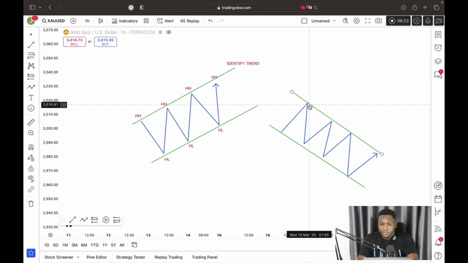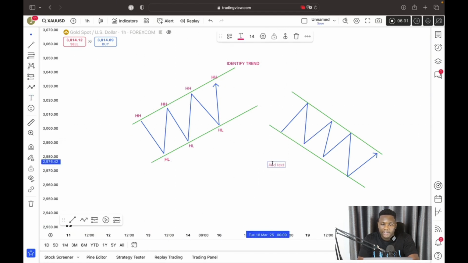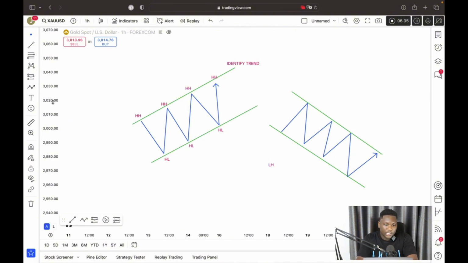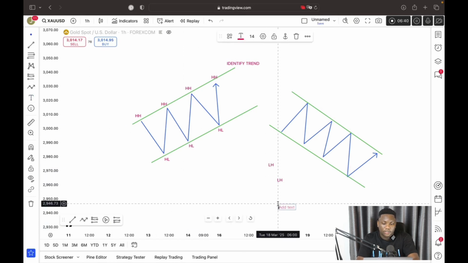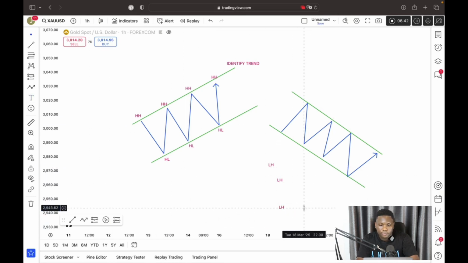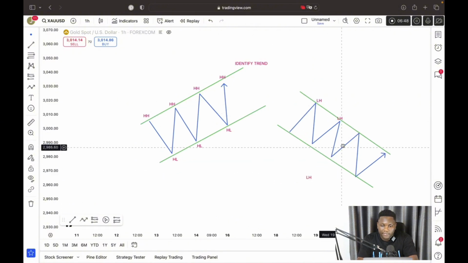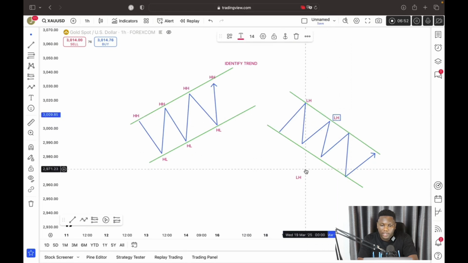We have these zones. We call it the lower high and the lower low. Lower highs and the lower low. Lower highs. So as you can see, we have the lower lows and the lower high.